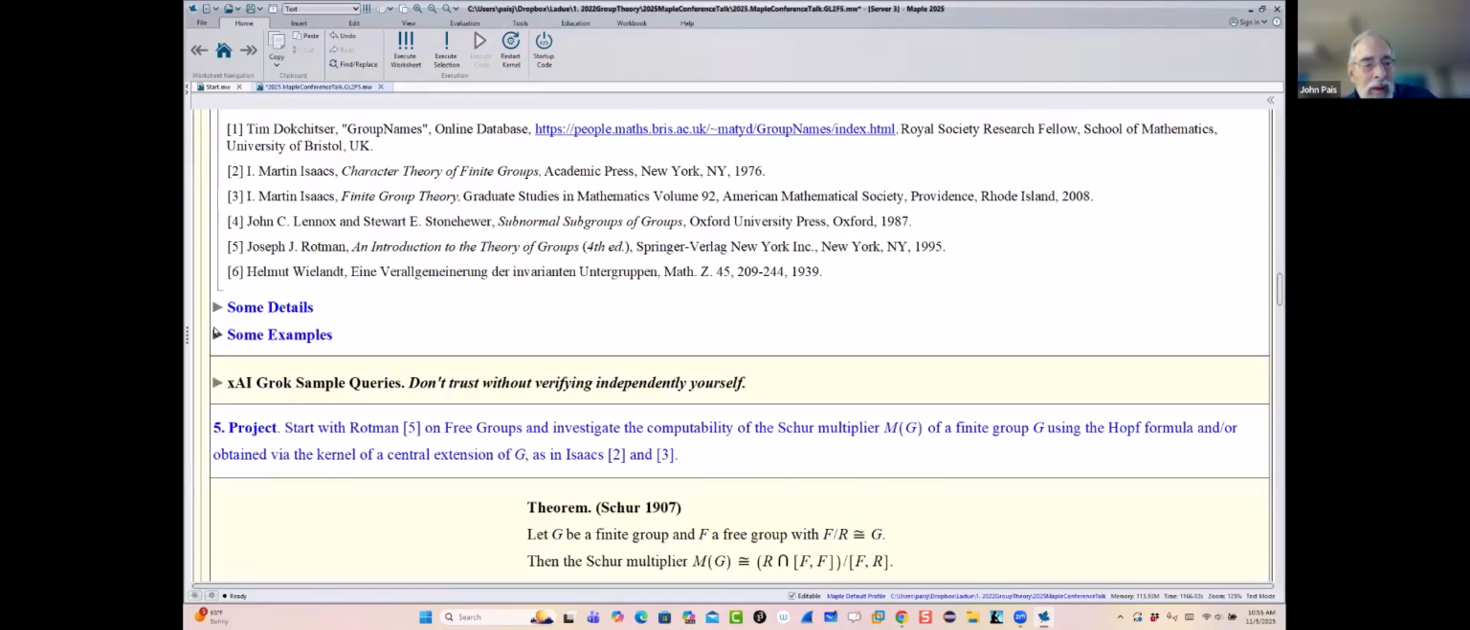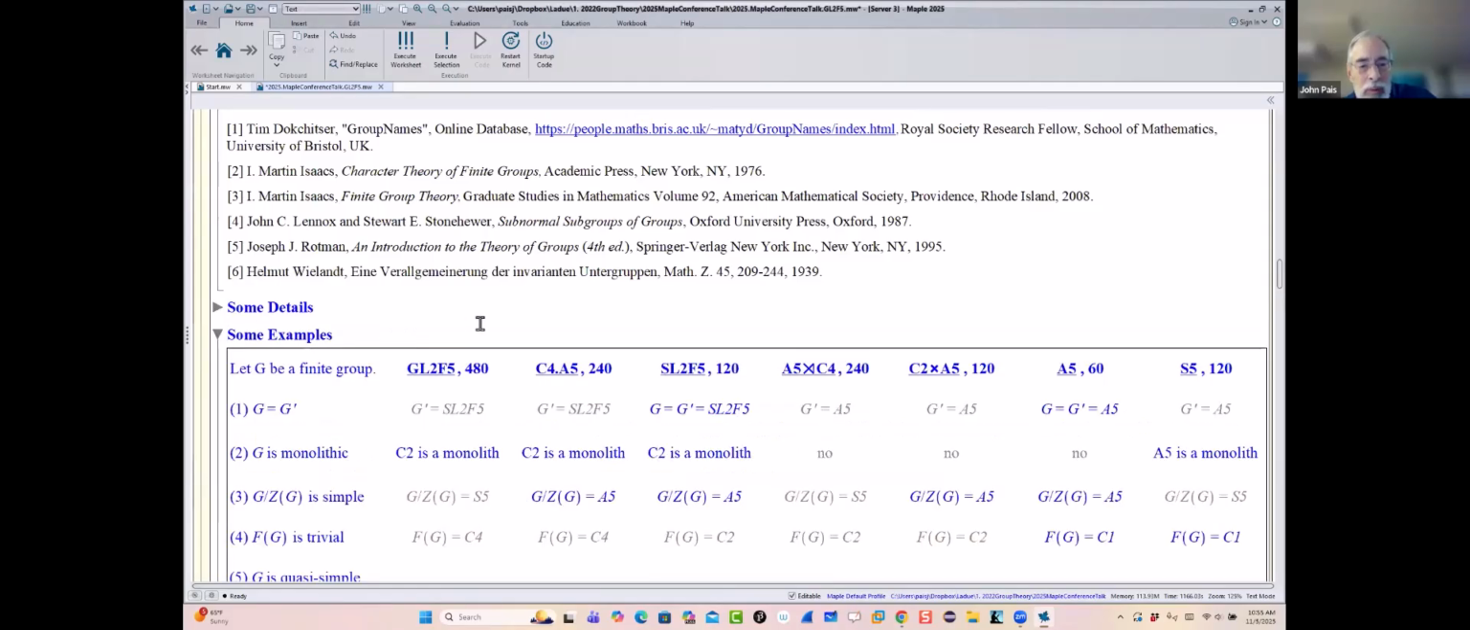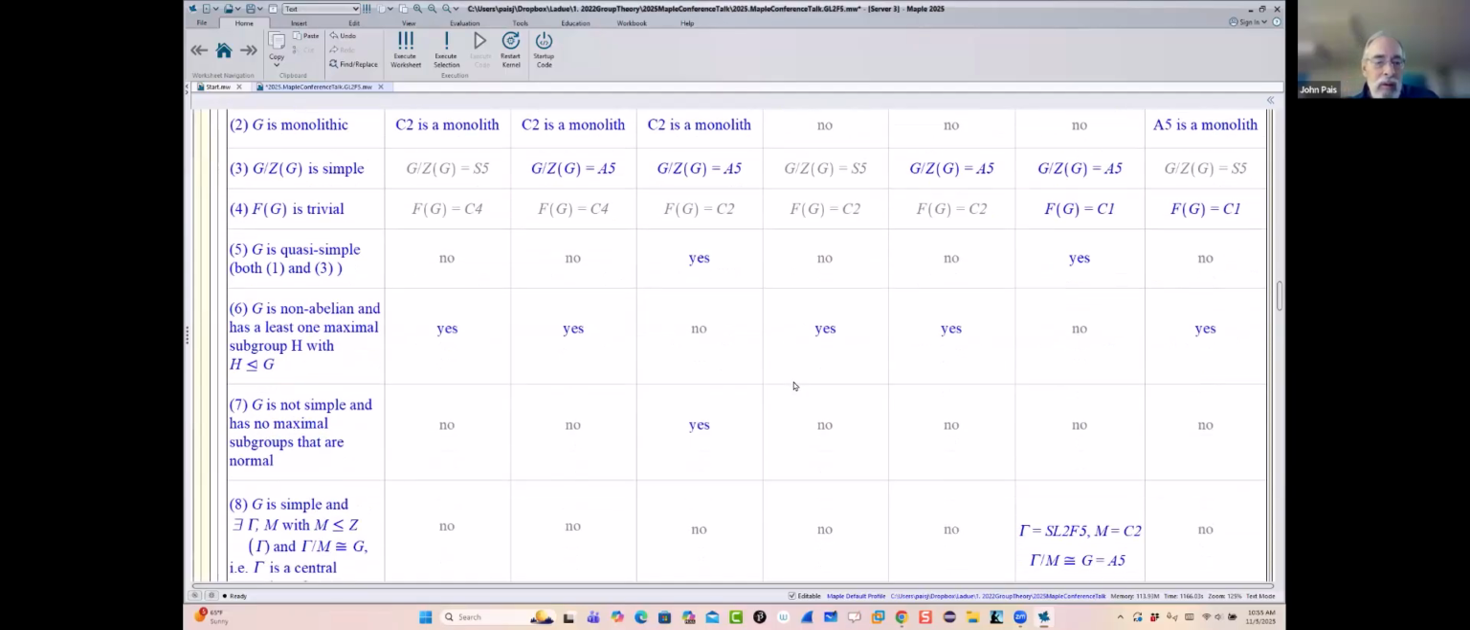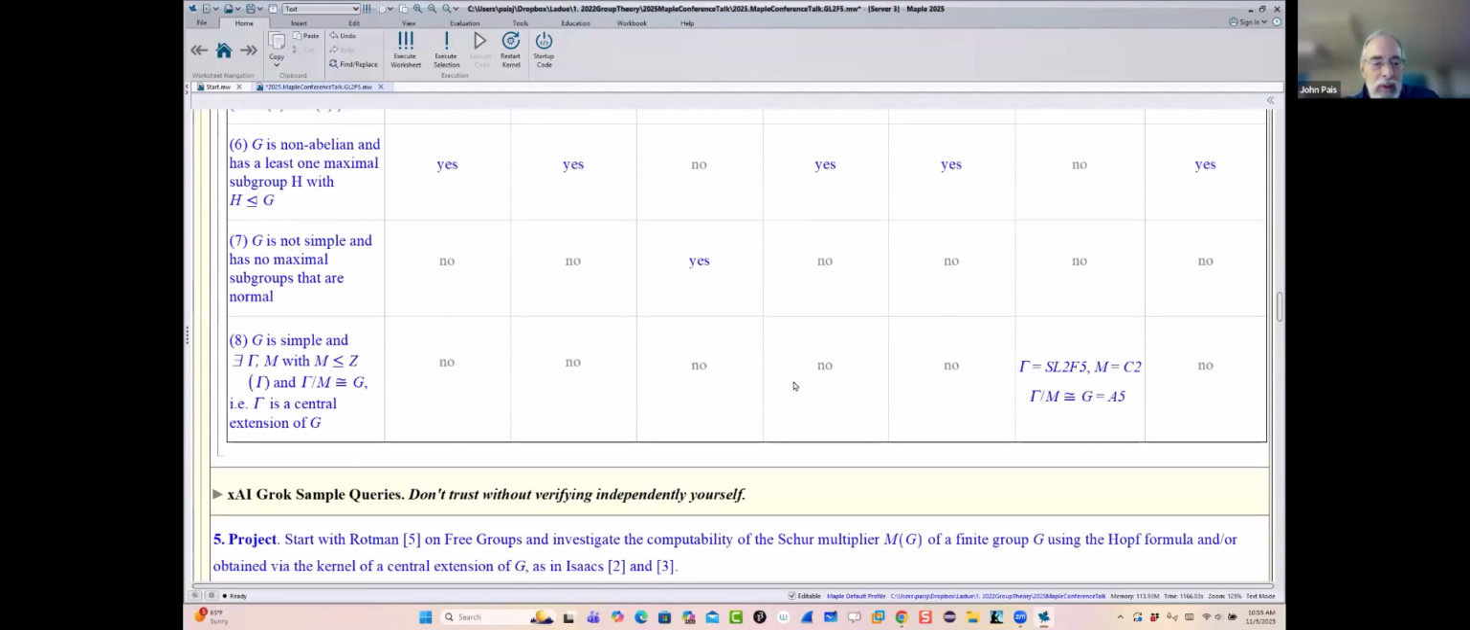Okay. And then I've given them some example subgroups and then they fill in the chart with respect to all these properties. And of course, I would give them this as a blank document too, so they could fill it in.